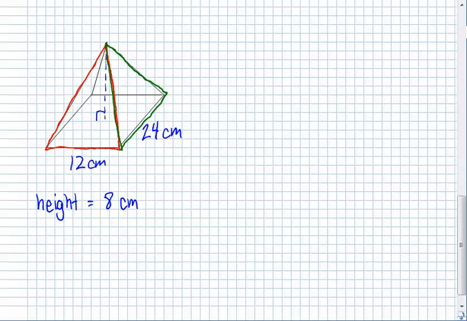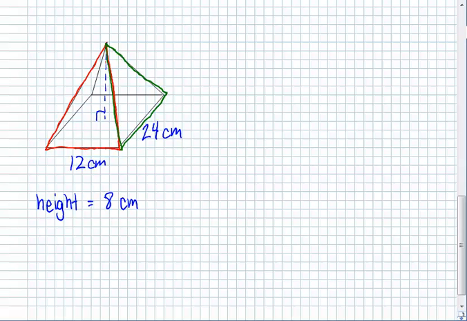But I haven't given you the slant height. I've only given you the vertical height. So you're going to have to figure out the slant height for each of those triangles. It is going to be different, just so you know, for both sets of those triangles. So figure out the slant height for both those triangles. You're going to have to use Pythagoras.